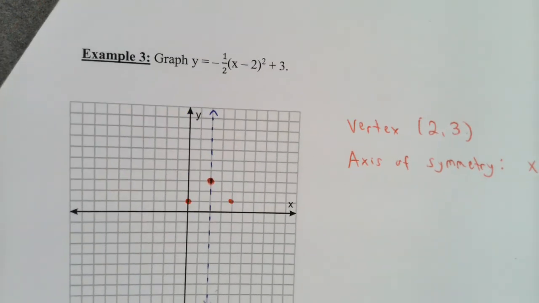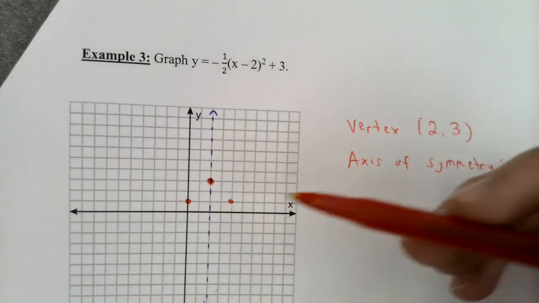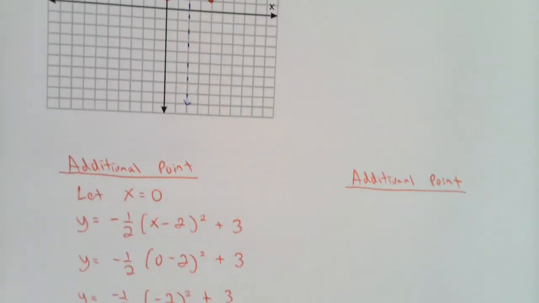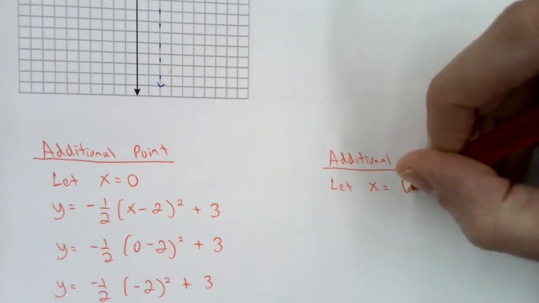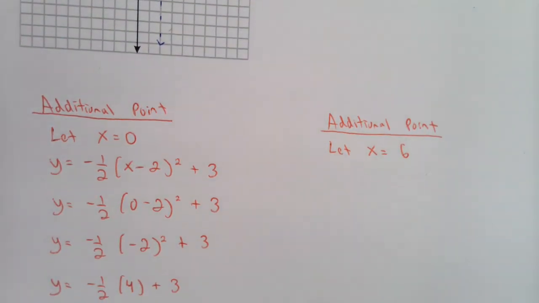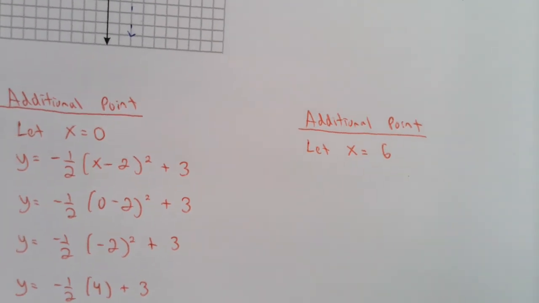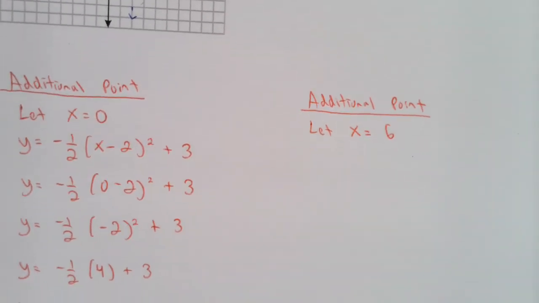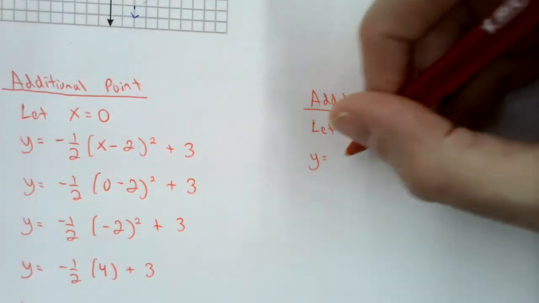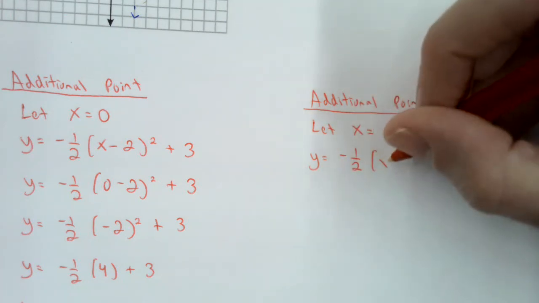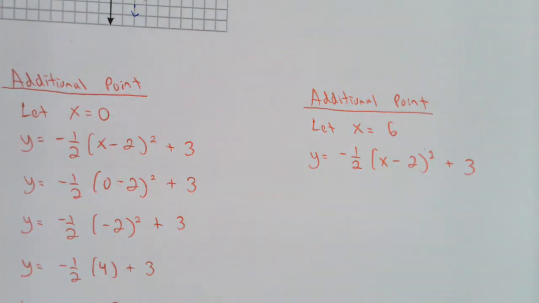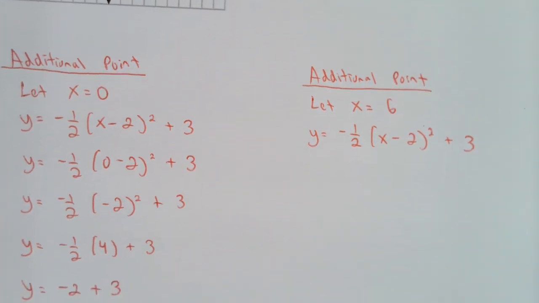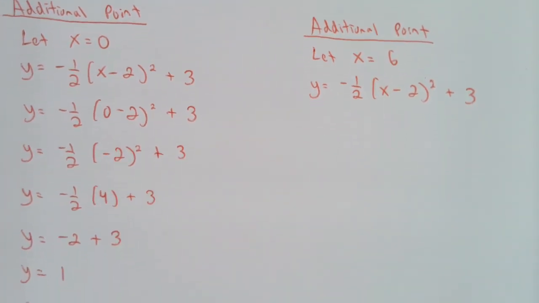Okay. So for my next additional point, again, I'm going to try to avoid the fractions. I'm going to choose x equals 6. That's going to be my next additional point. Let x equal 6. By doing that, I know there will be no fractions. So let me just recopy down the original problem again, and let's substitute 6 in for x, and then order of operations.